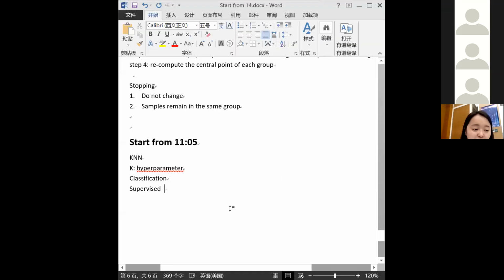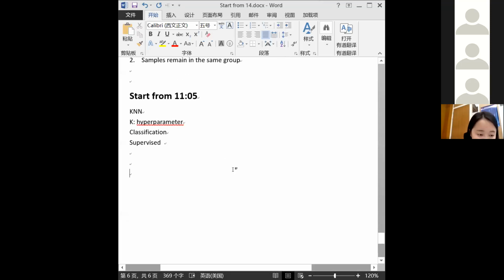Just give some simple examples. So here we're going to talk about decision tree. Is decision tree a supervised or unsupervised learning algorithm? Is decision tree an algorithm for clustering or for regression or for classification?